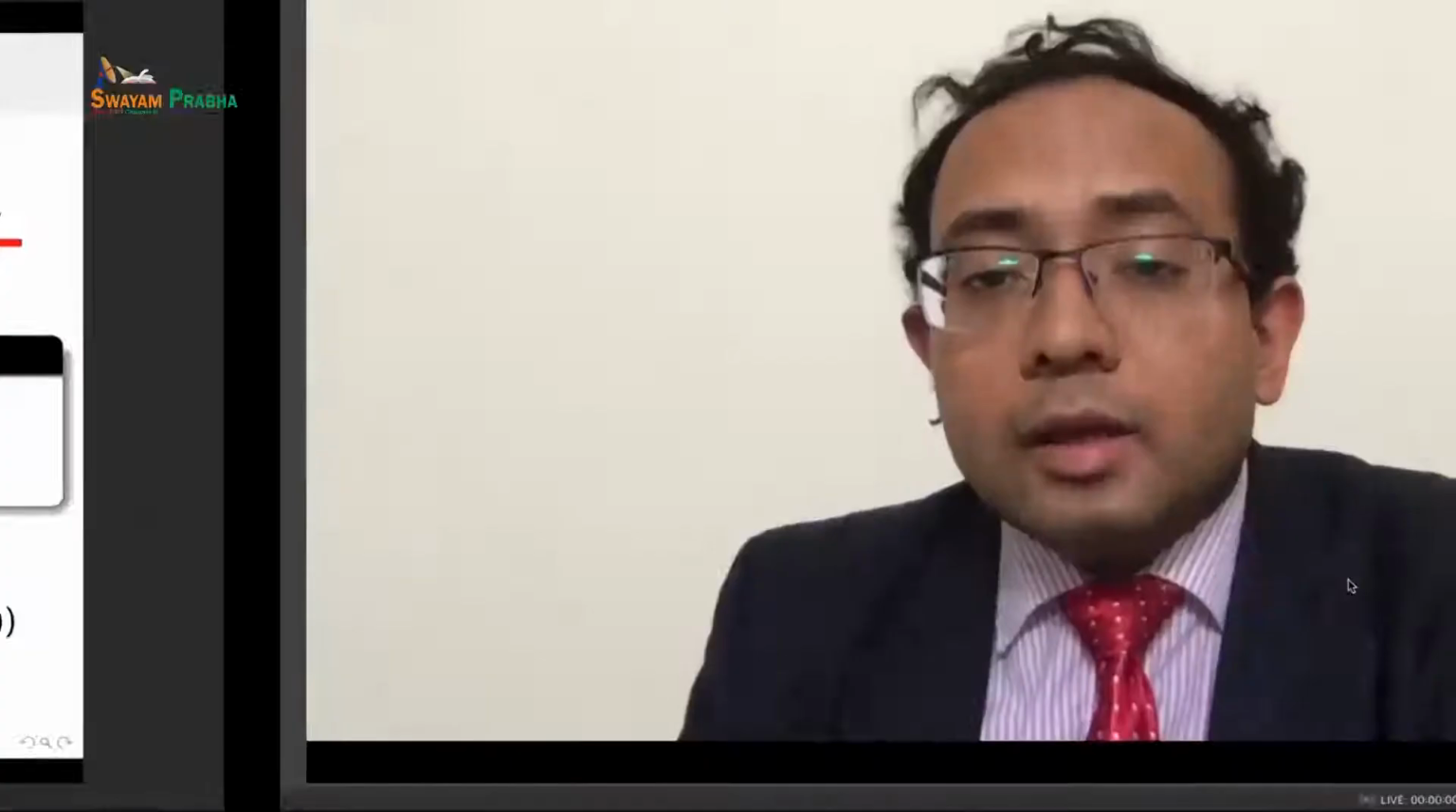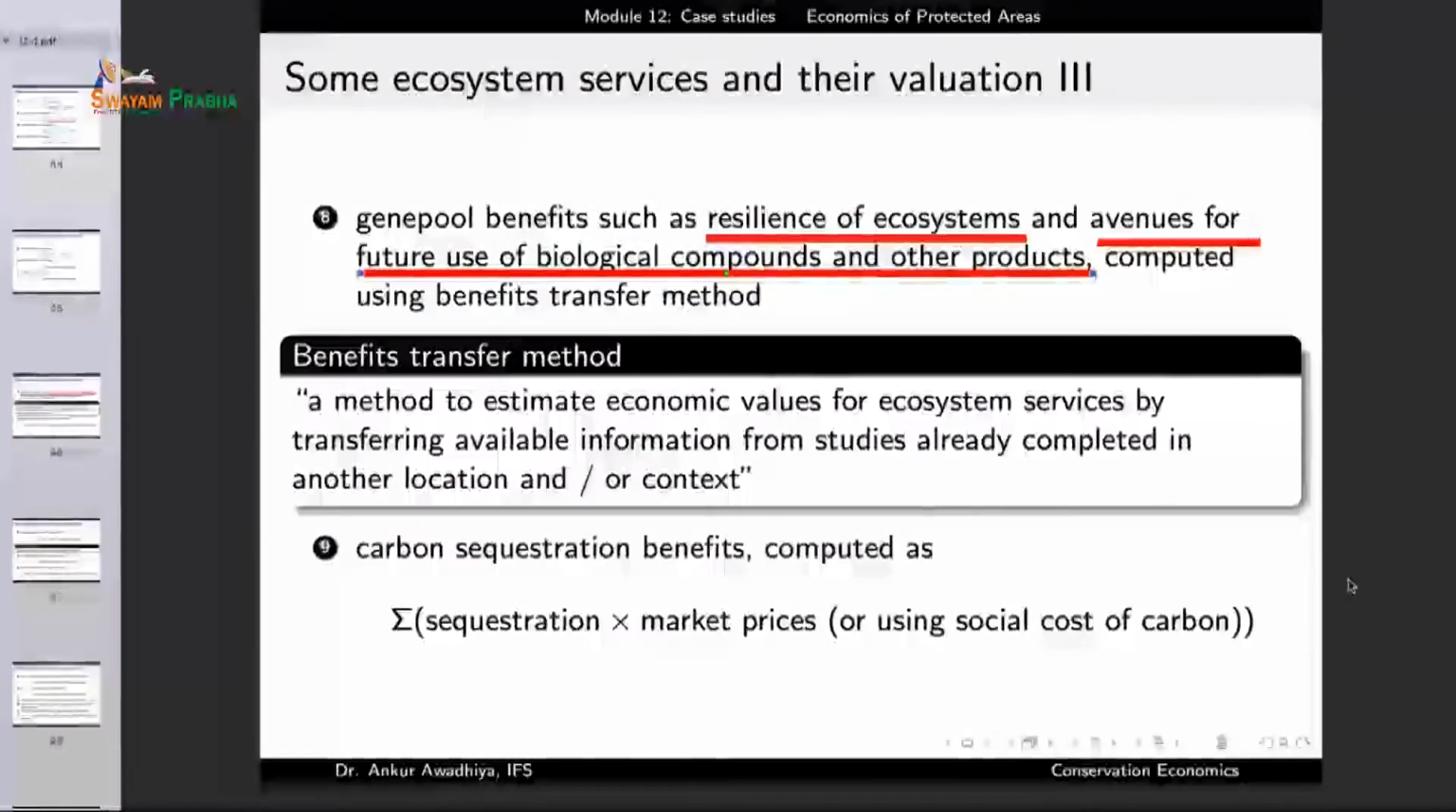What this means is, suppose in a protected area in some other country or in some other part of your country, an evaluation has been made of the kinds of benefits that we get, an economic evaluation of the benefits that we get. Then we can make use of such studies to incorporate the results of the analysis that was done there into our protected area. So that is known as a benefits transfer method. So we can compute the valuation of these gene pool benefits using the benefits transfer method.